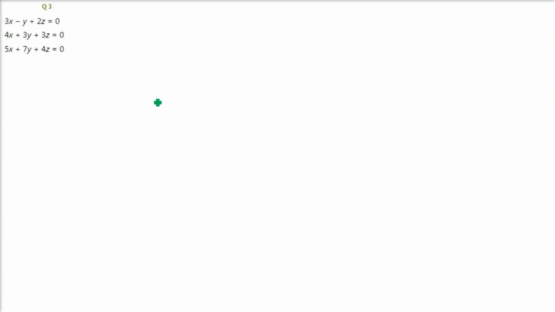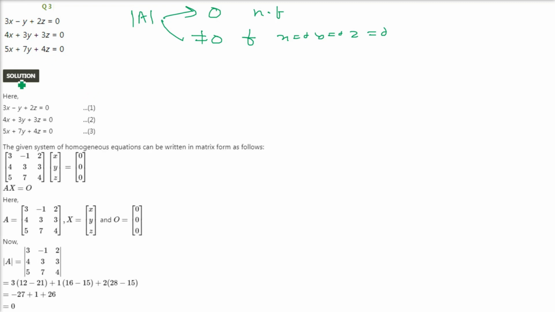Now other questions. All the questions are similar. If the determinant of A is 0 or non-zero: if the determinant of A is 0, then you can safely say it is non-trivial. You will go with the solution of k. When it is not equal to 0, you don't have to do anything. It is a trivial solution. x is 0, y is 0, z is 0.